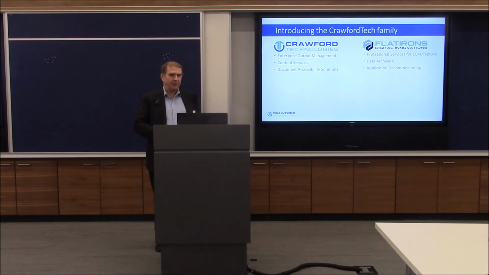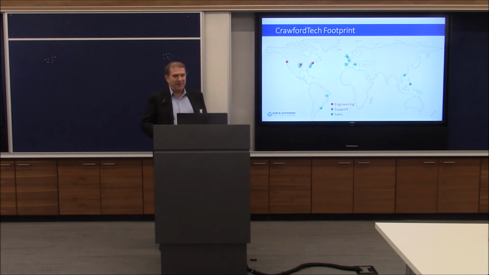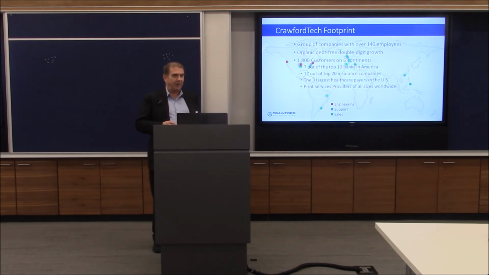So we've grown quite a bit over the years. We now have several different companies: Crawford Technologies, as well as Flatirons Digital Innovations in Boulder, and Agilitech in the federal government space in the US, and of course accessibilitynow.com, which is a portal to deliver accessible documents. And our footprint now, we have engineering in the Toronto area, as well as in BC and Colorado, and sales support offices all over the world. Over 140 of us now, and 1,800 customers on 6 continents. 7 out of the top US banks use our software, and 17 of the top 20 insurance companies, as well as the 3 largest healthcare payers in the US, which is quite a feat, and print service providers of all sizes worldwide. The largest half a dozen or so in the US are definitely customers of ours.